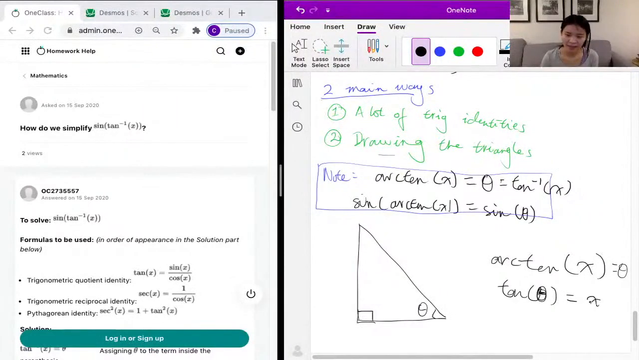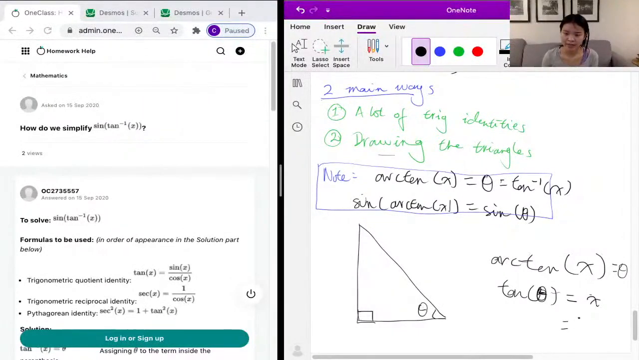X is a value, and the arctangent function is the inverse of the tangent. So the arctangent function basically eats what the tangent function outputs and gives what the tangent function takes as input. Okay, so now we know the tangent of the same angle is equal to x.